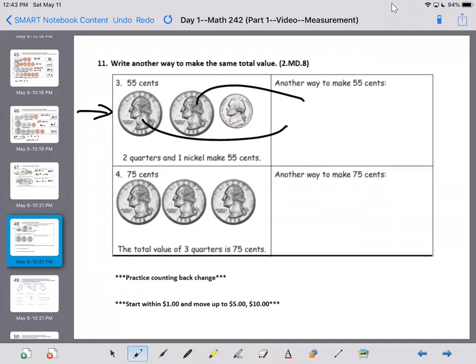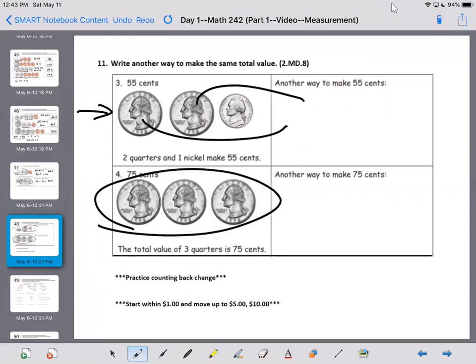75 cents. Is there another way to get to those 3 quarters? Yes, but what are you creating? You're creating more coins. Nothing wrong with the answer. You want to see another way to get to 75. You want them to show you a different way to get there. But then once that's finished, it's like, well, what's the most efficient way? Well, 75 cents is really to just keep it at the 3 quarters.